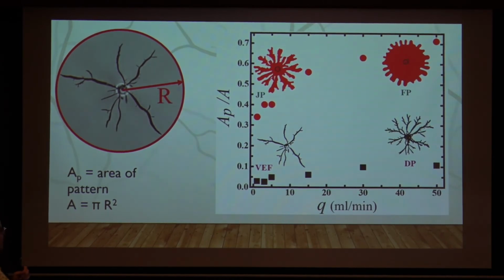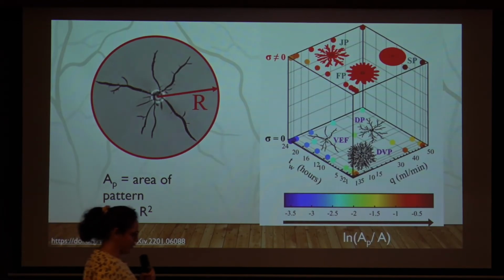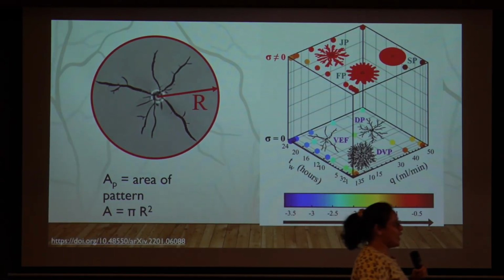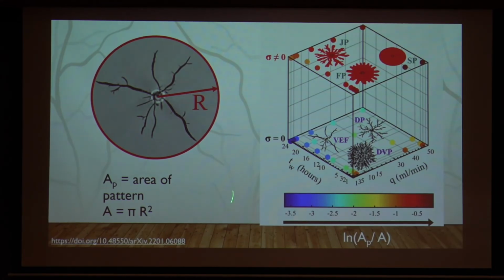Now, we have seen these morphologies and the areal ratio. Just by the areal ratio, we have segregated all the observed morphologies in a single phase diagram, spanned over the waiting time, your flow rate, and of course the interfacial tension between the two fluids. These are the different morphologies which we have segregated on this phase diagram, and the colors correspond to the natural logarithm of this areal ratio.